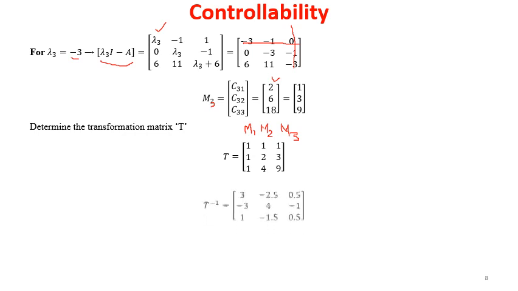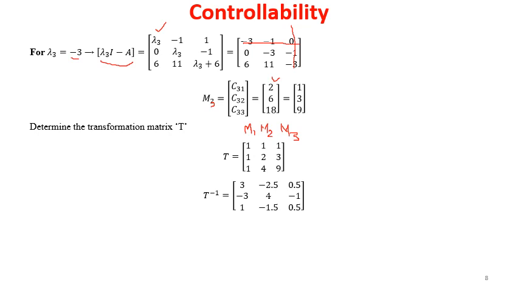Next we need to find the inverse of this matrix, that is T inverse. When we find the inverse, we get the value. You can use your calculator and find it out. So we get 3, minus 2.5, 0.5, minus 3, 4, minus 1, 1, minus 1.5 and 0.5.